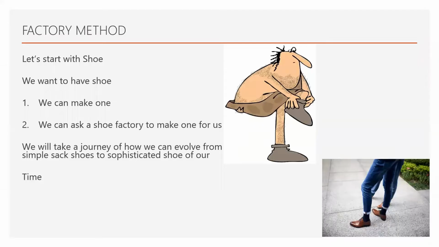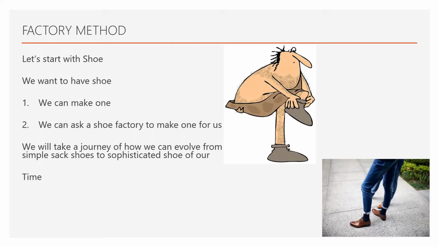So here in the factory method, we start with shoes and how we are trying to create a shoe. In one of the ways we can create shoes, the first image is a caveman who's trying to make his own shoes, and in the second instance humanity has evolved and we ask a shoe factory to make one for us. We'll take the journey from making our own shoes to delegating this task to a factory, which is our factory method.